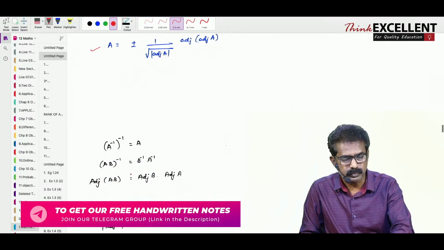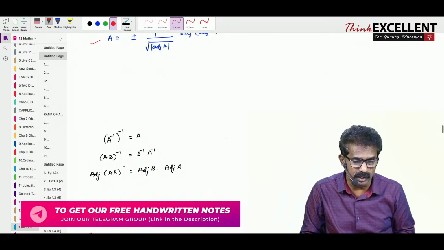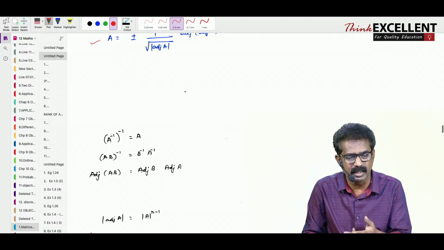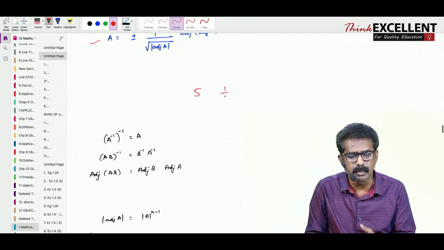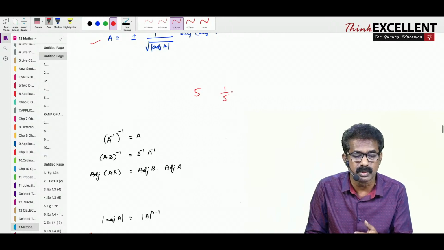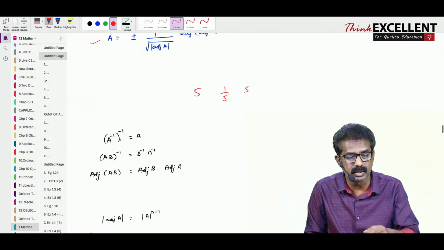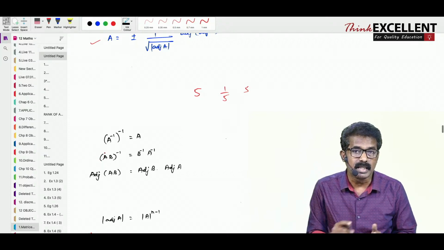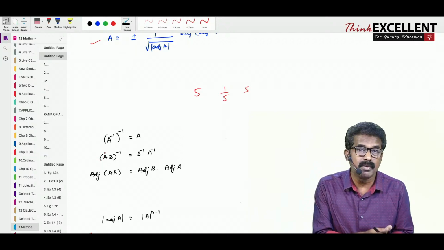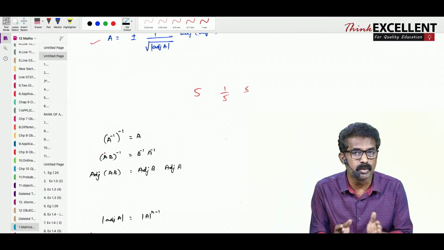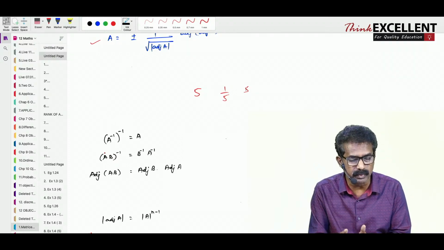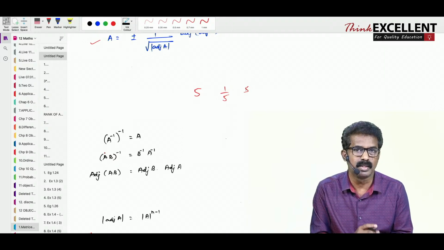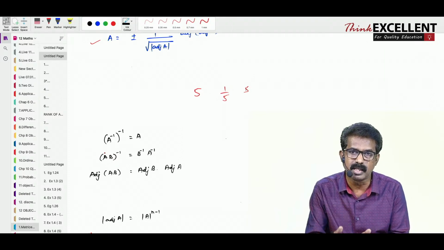Okay, A inverse the whole inverse. If you take inverse 2 times, what will it become? A, right? Like 5, 1 by 5 is the reciprocal, if you take it one more time, inverse, it becomes what, 5. A inverse the whole inverse is A. AB inverse, reversal law: AB inverse is B inverse into A inverse. It is not commutative, be very careful. AB inverse is B inverse into A inverse. Adjoint of AB is also reverse. How should we write adjoint AB? Adjoint B into adjoint A.